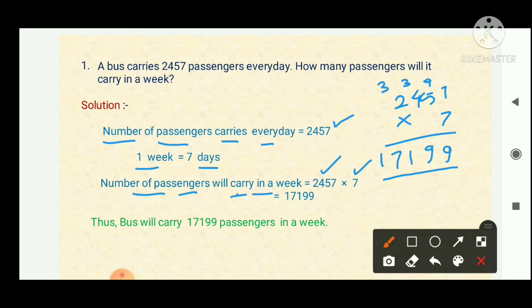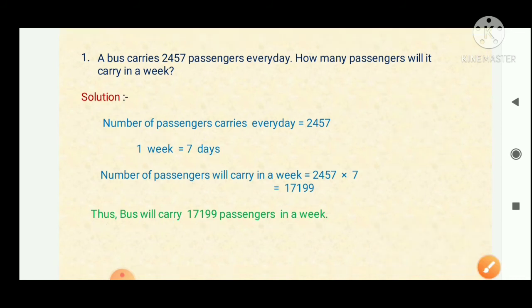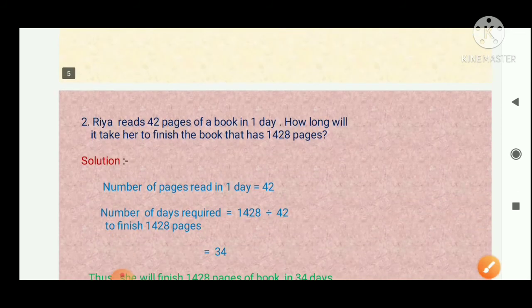Number of passengers carried by a bus in a week is 17,199. So the answer of this word problem: the bus will carry 17,199 passengers in a week. In this way, given the value of 1, we find the value of more by multiplying. Now see the next word problem.